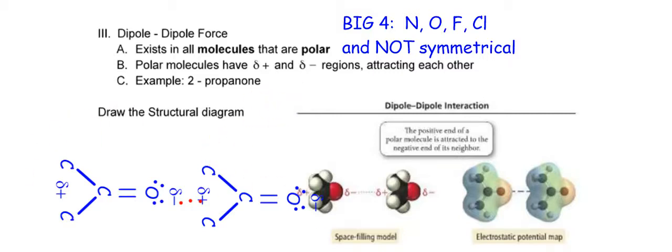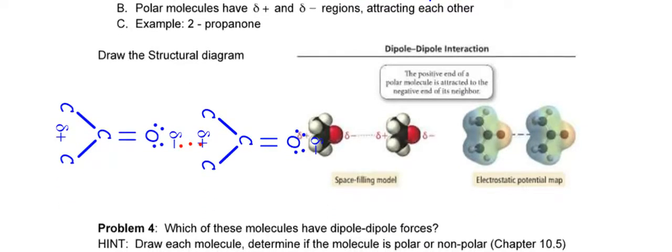So which one of these molecules are going to have dipole forces? What I would do if I were you is pause this, and I truly, truly mean this. Pause this, draw out the Lewis structure, and then determine if you have a big four and it is not symmetrical. Okay, so go ahead, and it'll probably take you a few minutes. Don't just watch me do it. You need to do this yourself. So pause this, work on this, see how you do.